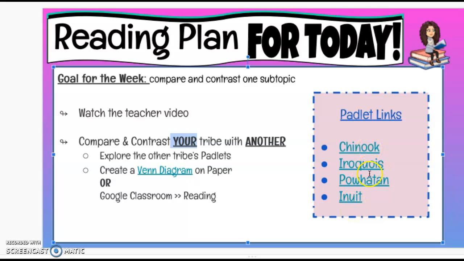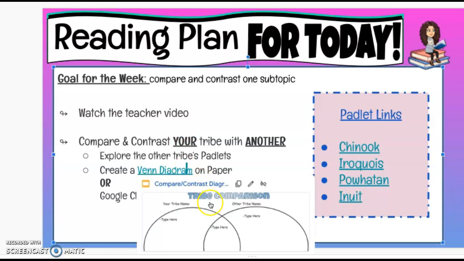So you can go ahead and look through each tribe's Padlet, see what you can learn about their food, immigration, politics, and all the subtopics that you've also been researching. And then you're going to make a Venn diagram, which is those 2 overlapping circles.